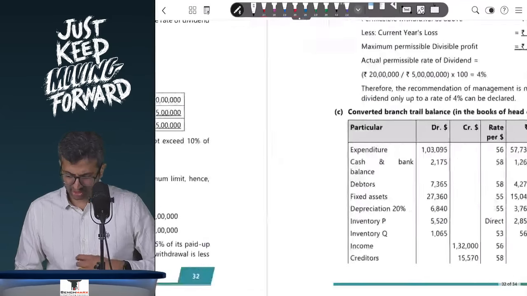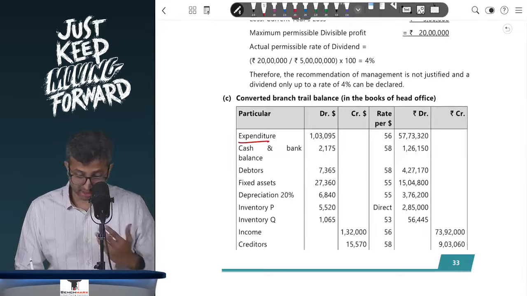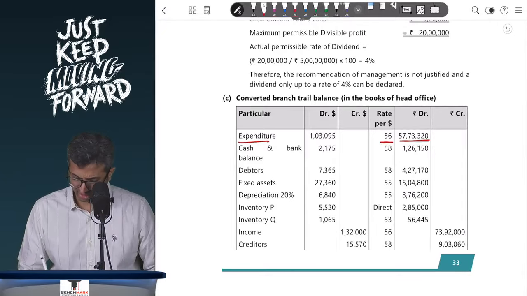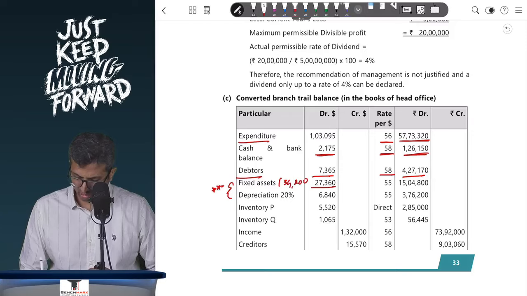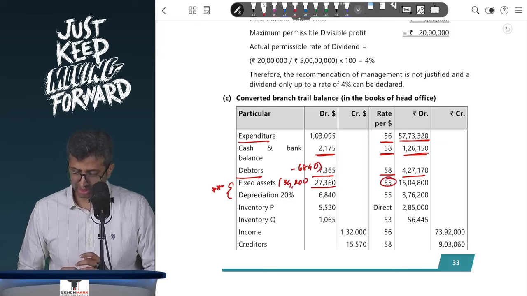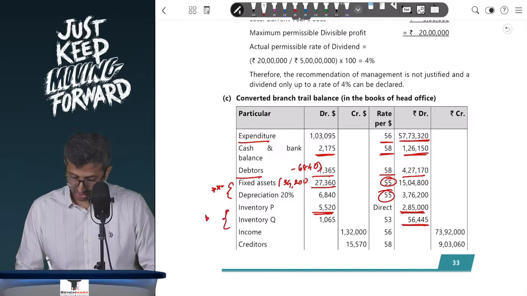Over here, this is from the suggested answers. If you go to see, your expenditure will be, this is other than depreciation, so you'll have to record it separately, around 57 lakh. Cash and bank balance at the closing rate around 126. Debtors at 58. Fixed assets, you'll have to pass an entry for depreciation again. So this is 34,200 minus 6840. This will be 27,360 converted at 55. Depreciation also converted at 55. Inventory over here will be 285, over here will be 56,445. These are two important adjustments for inventory.